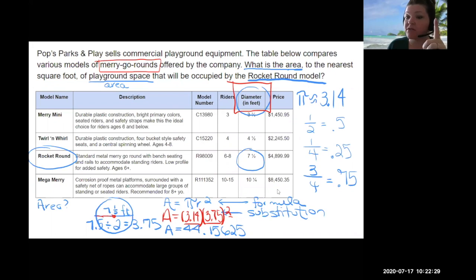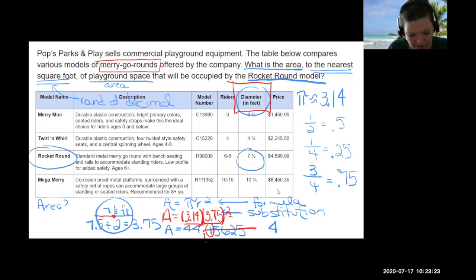I need to round. There were rounding directions in the problem, and I need the unit. Let's work with you one at a time. I need to round to what? Square foot. To the nearest square foot. Square foot is a whole unit, so make sure you're going to the nearest whole place. We're going to round right at the decimal. If we round at that decimal right there, throw away that one, it's not big enough to matter. We're going to call it 44 only.